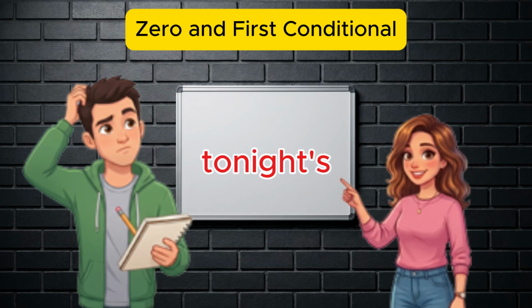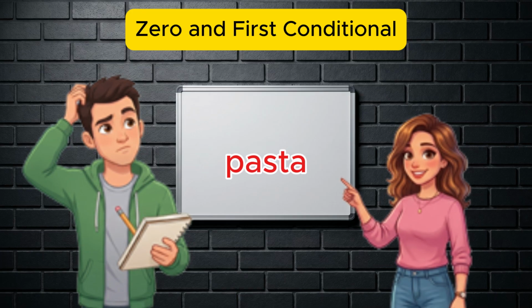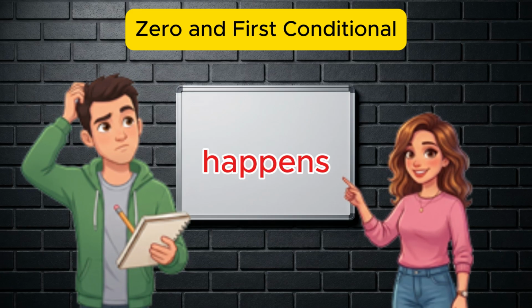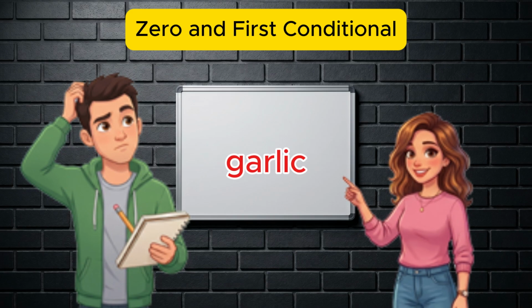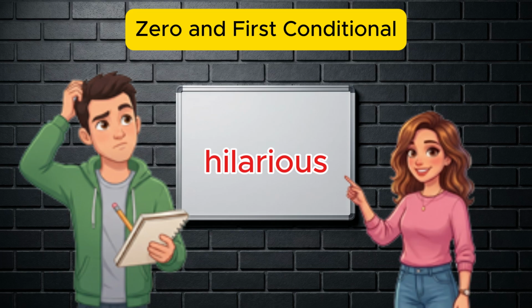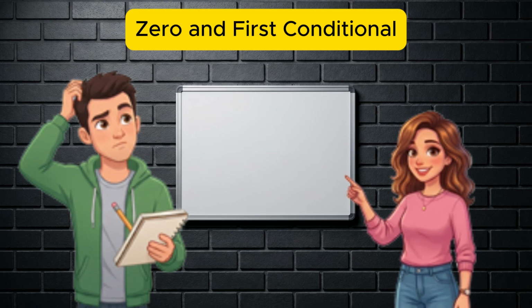What about tonight's dinner? If I cook pasta tonight, I will add lots of garlic. Yummy! Great first conditional. What happens when you add lots of garlic? If I eat lots of garlic, people avoid me the next day. Hilarious but true. Zero conditional.